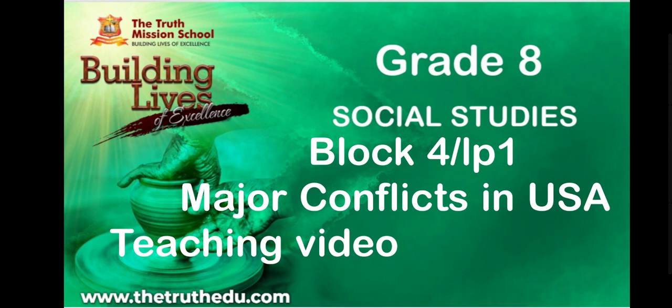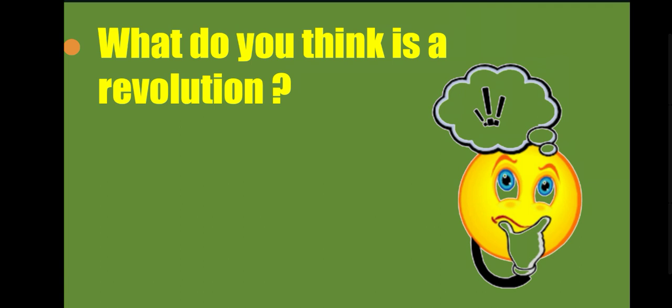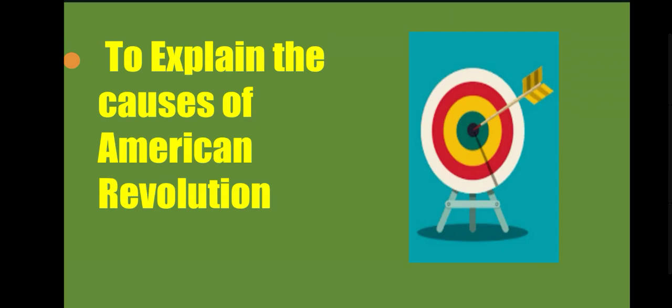Okay, now let us start our lesson. Now tell me, what do you think is a revolution? Do you know what is revolution? Why do people revolt? There may be several reasons for the revolt. When a group of people get together to overthrow a government or a social order in favor of a new system, it is known as a revolution. So, today we will learn about the American Revolution and its causes.